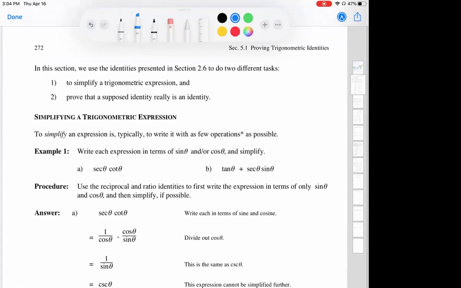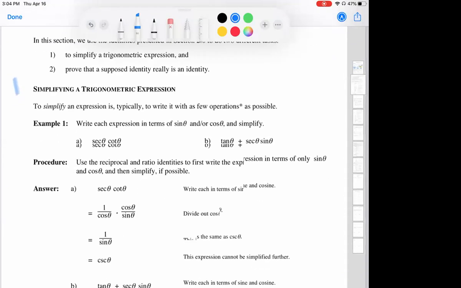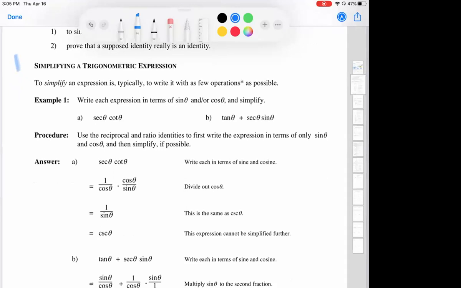In this section, we use identities presented in section 2.6 in two different tasks. One, to simplify trig expressions, and two, to prove a supposed identity really is an identity. Simplifying trig expressions. To simplify an expression is typically to write it with as few operations as possible. Operations. So that means without pluses, minuses, multiplication, or division. If I can get rid of any of that, that would be ideal. That means to simplify an expression.